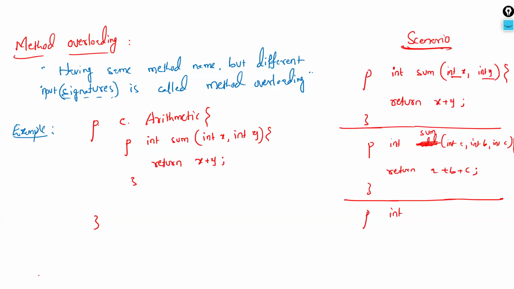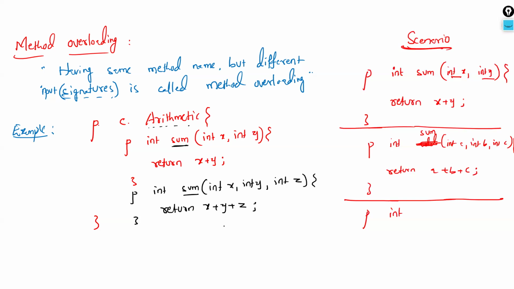One line approach. In this class, can we have one more method with the same name? Public int sum, then here int x comma int y comma int z. The purpose of this method is to perform the sum of those three and return the value. So return x plus y plus z. Correct? So like this, in one class we can have the same method name, but here two inputs, here three inputs, next four inputs, zero inputs, one input, all different from one to the other.